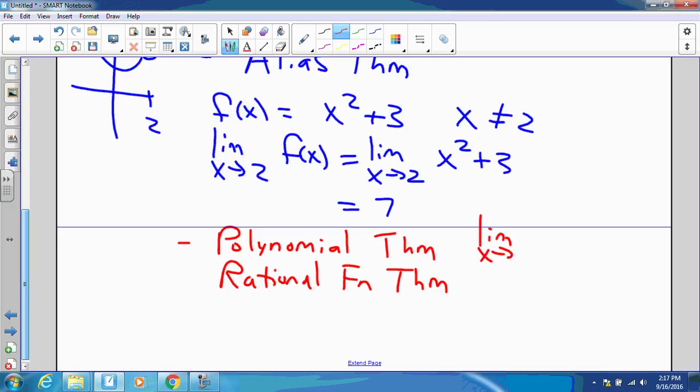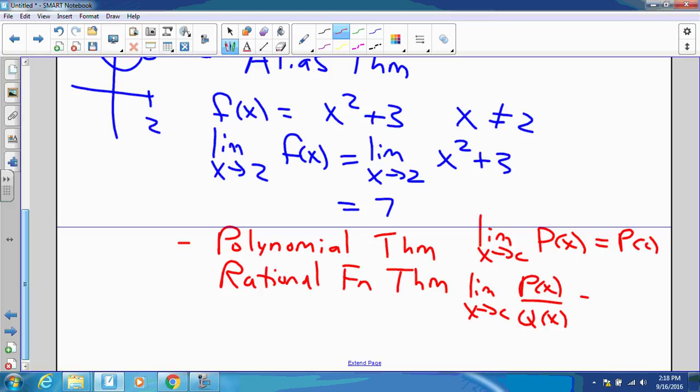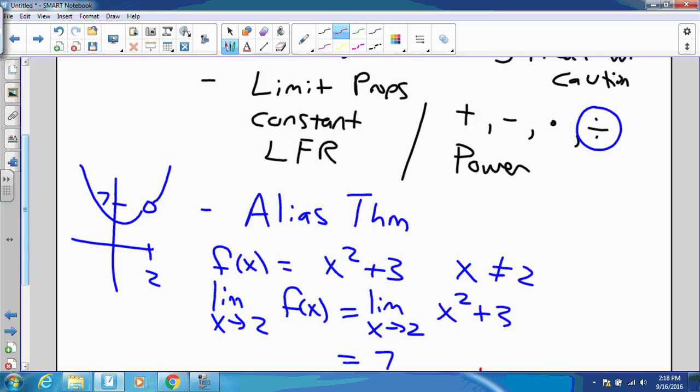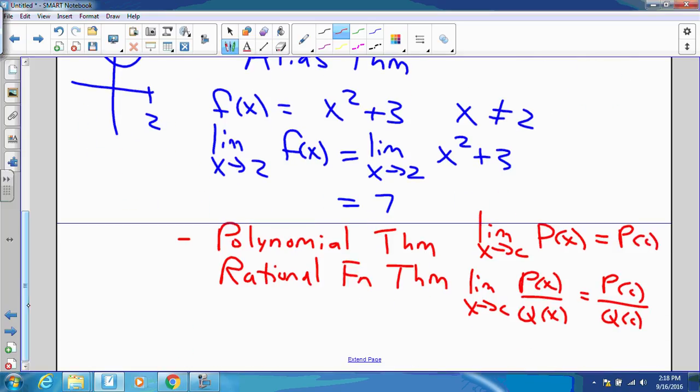More precisely, the limit as x goes to c of p of x is equal to p of c for any polynomial. And the limit as x goes to c of p of x over q of x is equal to p of c over q of c for any polynomials p and q, as long as q of c is not 0.